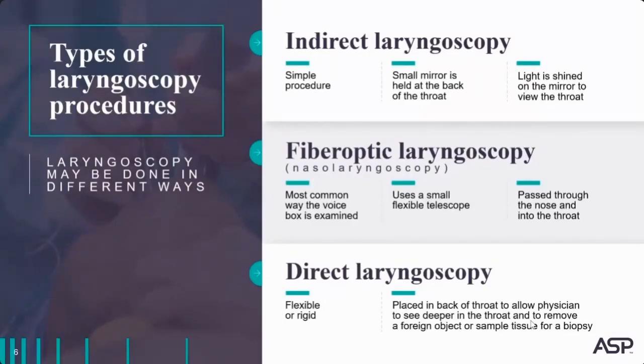Direct laryngoscopy, using either a rigid or flexible scope, might be used for removal of a foreign body, for example, a stuck chicken or fish bone. This can be considered a medical emergency if there is an irritation of the epiglottis, since swelling can lead to airway obstruction. And I remember many a night in the OR being on call and being called in for these types of emergent cases. Direct laryngoscopy can also be used to take a biopsy.